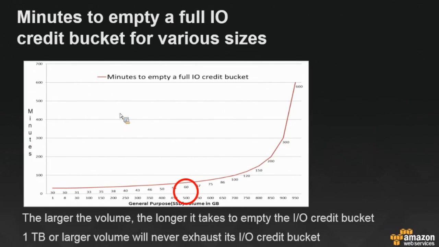That means you would need to do 3,000 IOPS constantly, no change, for 60 minutes before the volume would actually start to run out of IOPS in the credit bucket. Volumes over 1 terabyte, as you can see, will never exhaust their bucket because they have a higher baseline performance than the IO bucket.